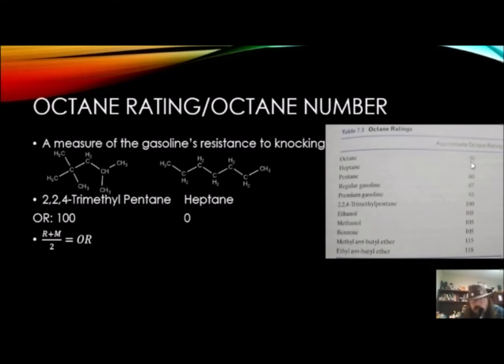But all of these go into looking at the octane rating of a gas. Octane in itself has an octane rating of -20, so a high likelihood to knock. Pentane has an octane rating of 60. Regular gasoline is usually 87. Premium gasoline, 93. 2,2,4-trimethylpentane, 100. Ethanol, 105. Methanol, benzene, and some of these other molecules have even higher octane ratings, like over 100, so they have a very low likelihood of causing knocking.